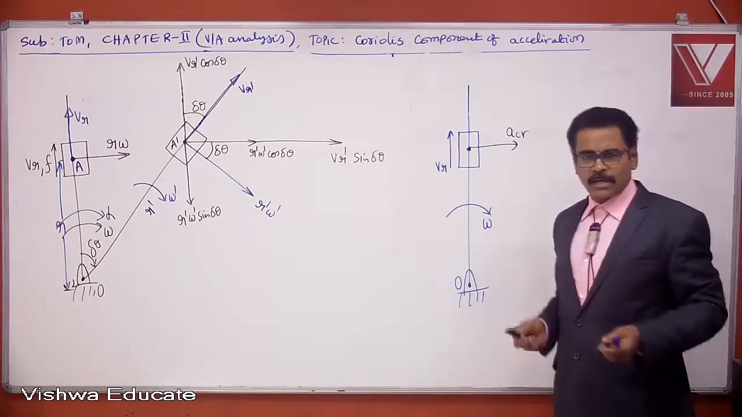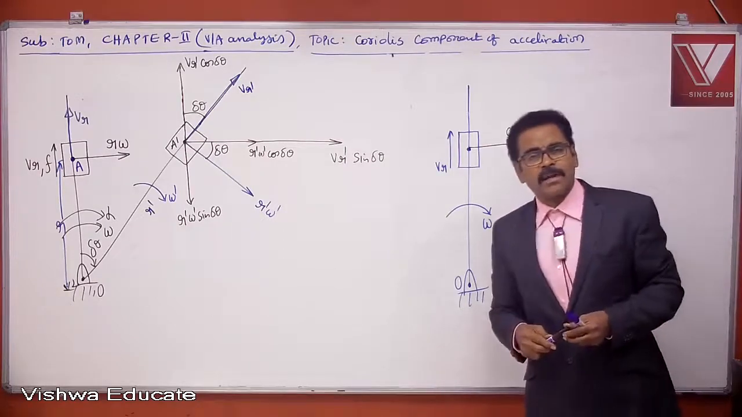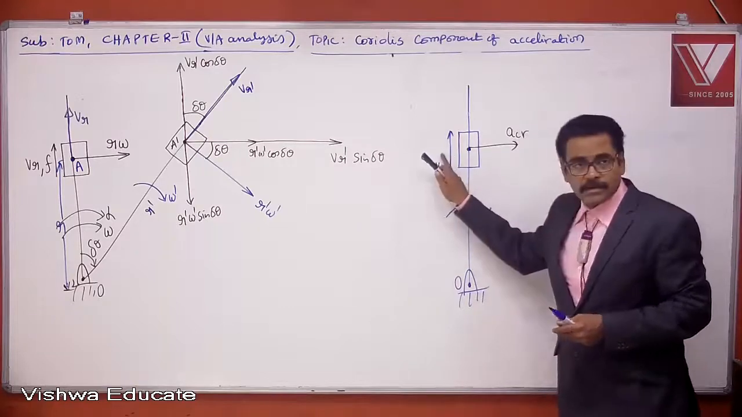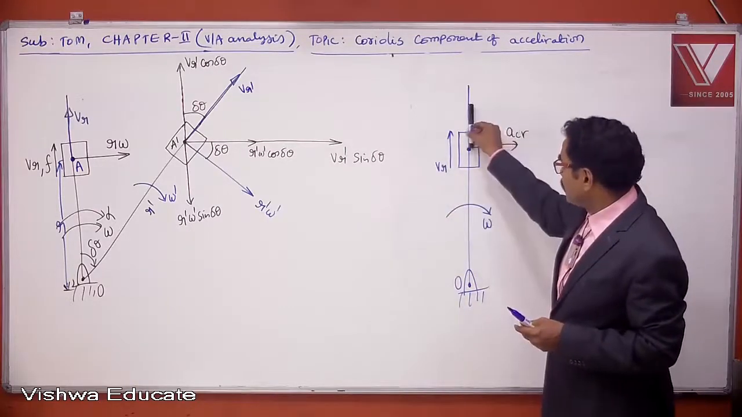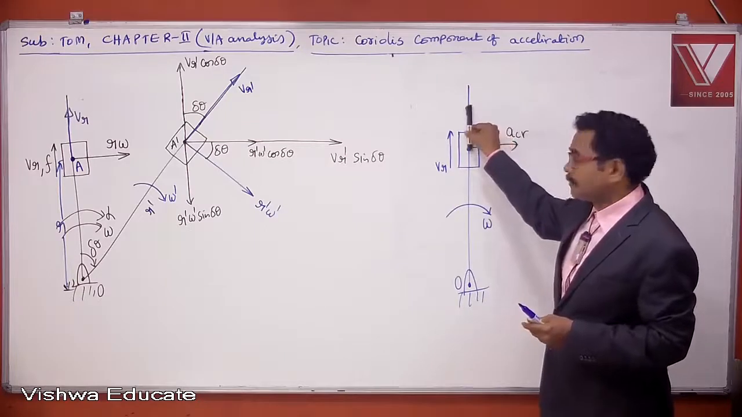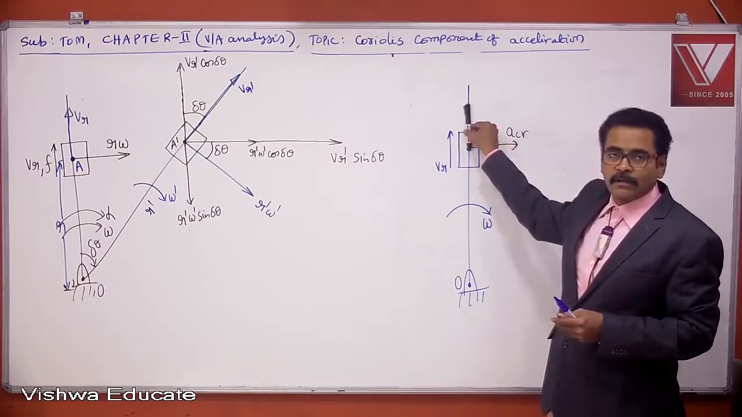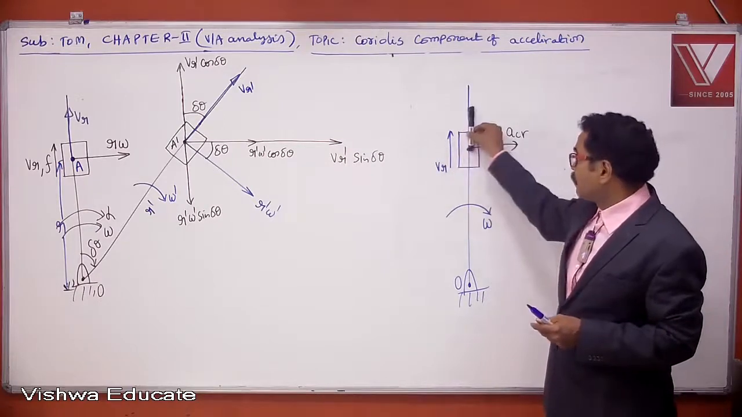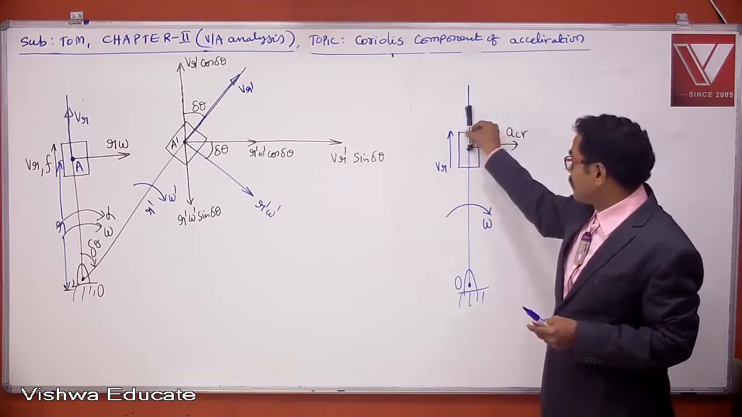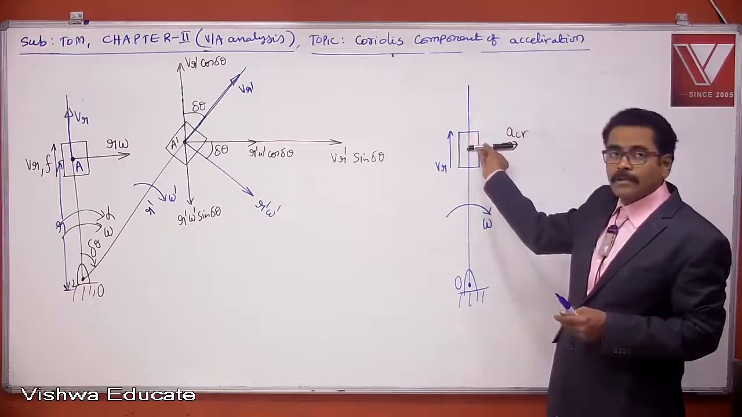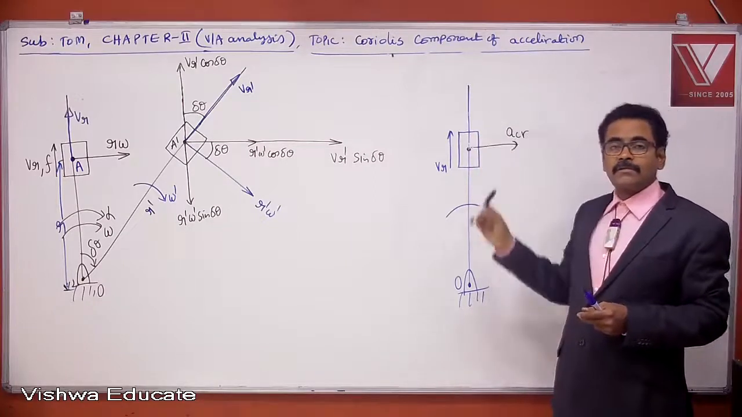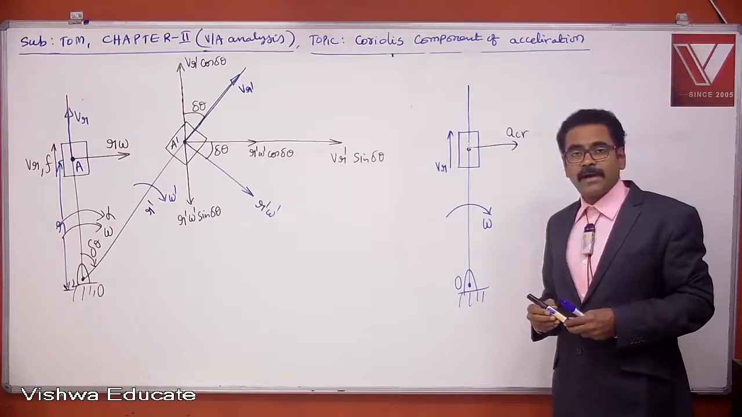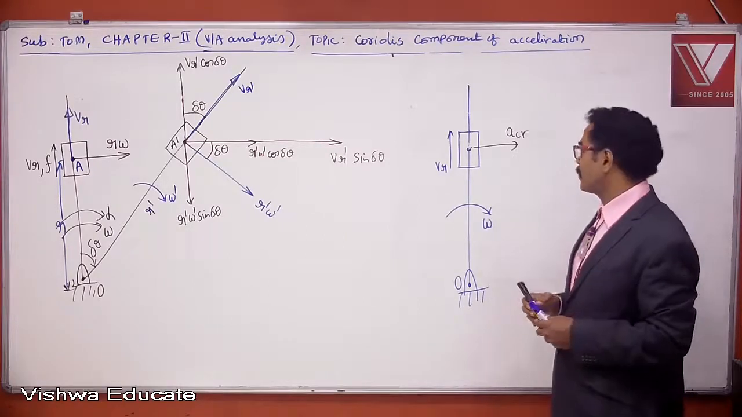Rotate the radial velocity vector by 90 degrees in the direction of omega. Your radial velocity vector is upward. Put your pen like this. Currently omega is clockwise. Rotate this pen by 90 degrees like this. So this pen gives you the direction of Coriolis component of acceleration. Okay? So please copy this.